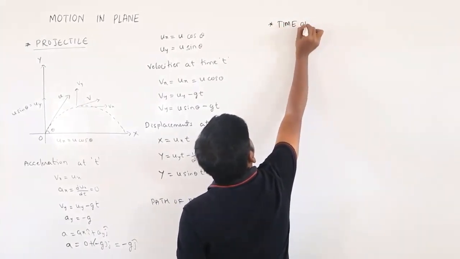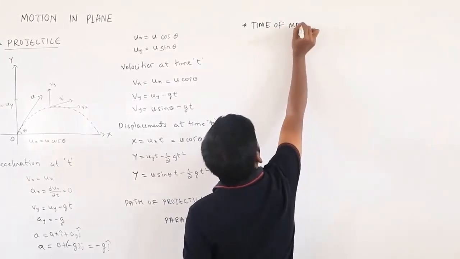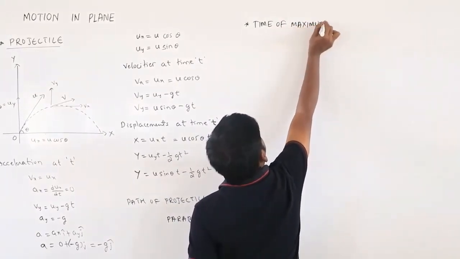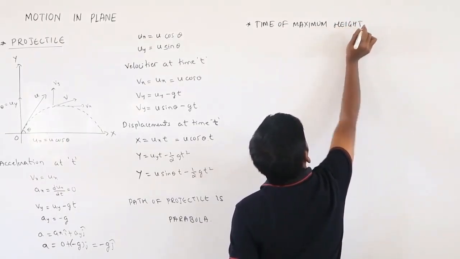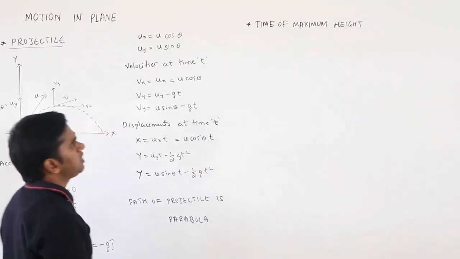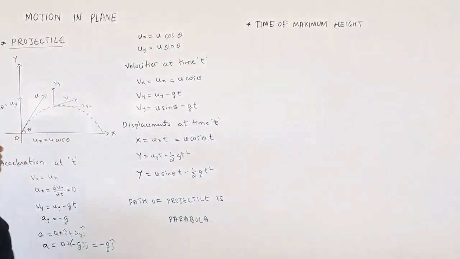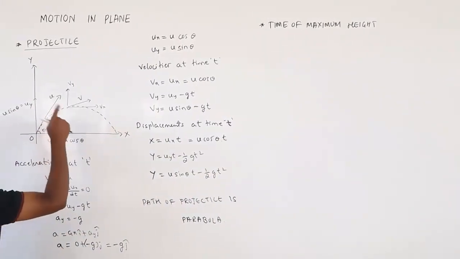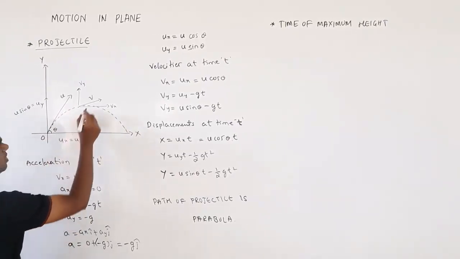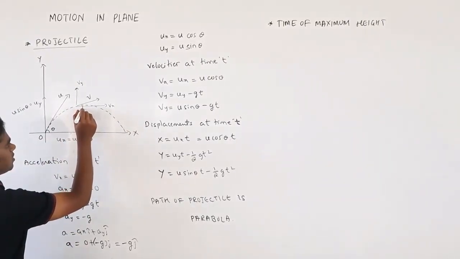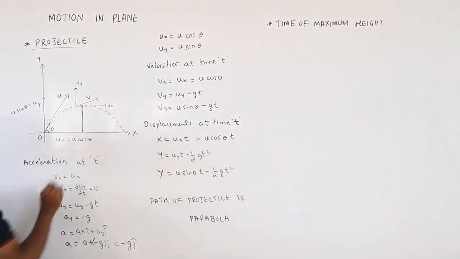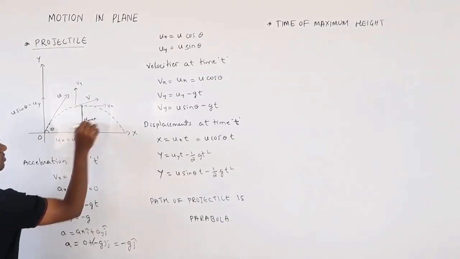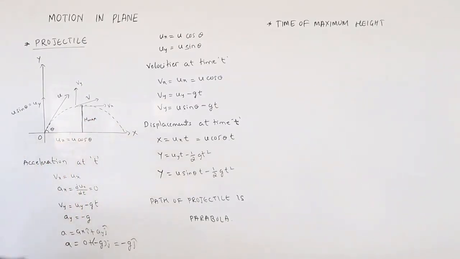Time of maximum height. What is the time of maximum height? Listen properly. What is the maximum height? Maximum height may be here. So this is going to be the maximum height, which you can call h maximum. How much time will it take to come to the maximum height?